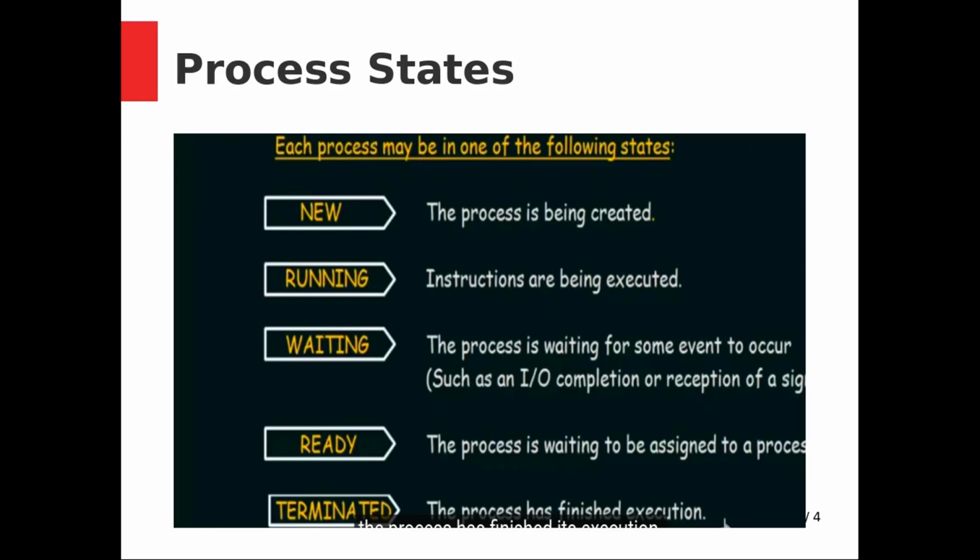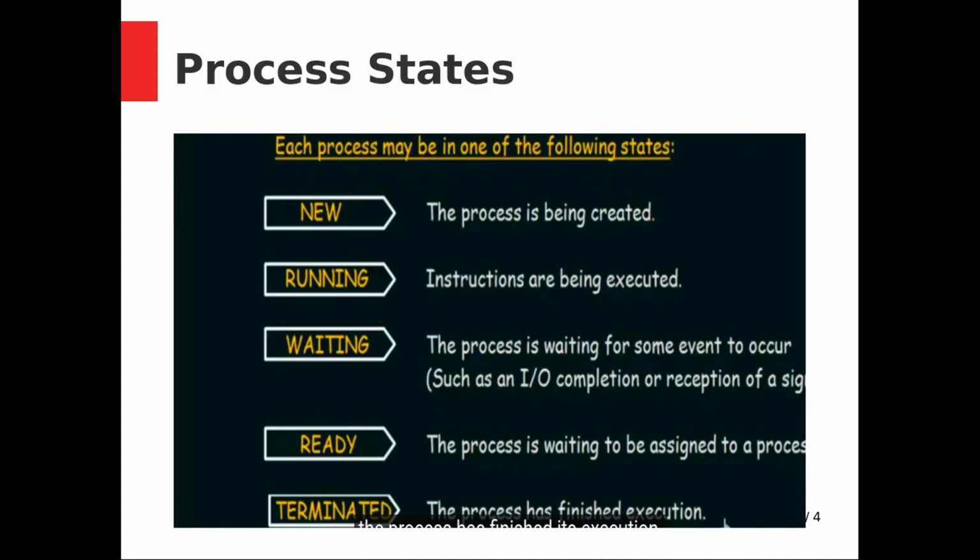Now each process may be in one of the following states. New: when a process is being created. Remember that every process has a parent process, every child has a parent. If you are executing a C program, you have a C compiler, and for Java you have an interpreter. Running: when you are executing a C or Java program, it is a process in execution. That is the running state, which means your program is in execution.